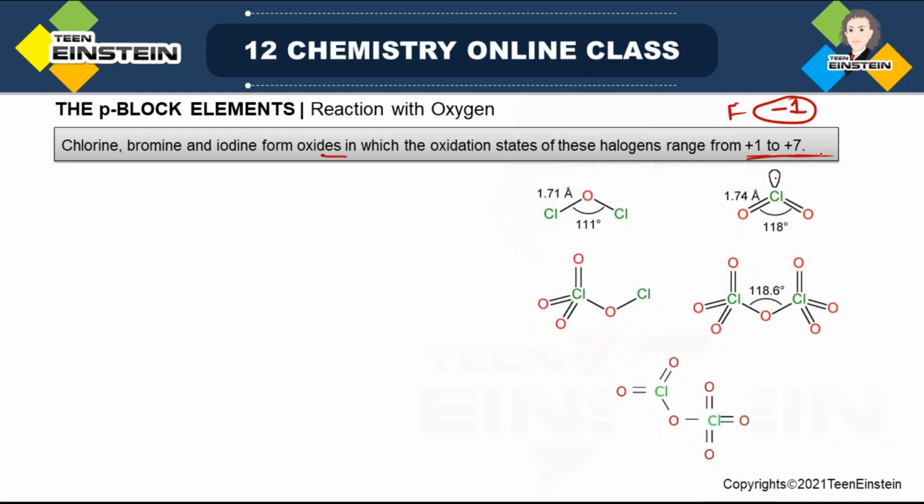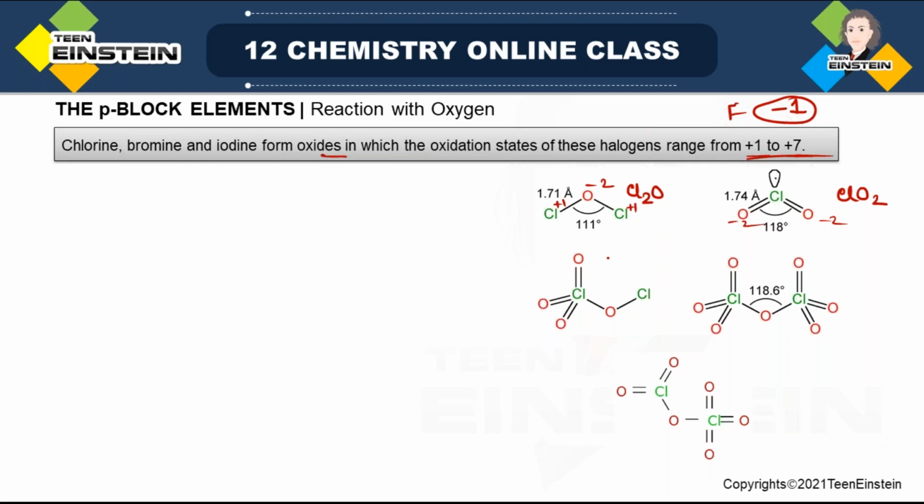Here we have some examples of chlorine oxides. This is Cl2O. This is ClO2. Okay, see the difference. Here chlorine has oxidation state +1 because oxygen is carrying -2. But when it is ClO2, now it is basically +4 because for each oxygen it will be -2. So to balance it, it will be +4.